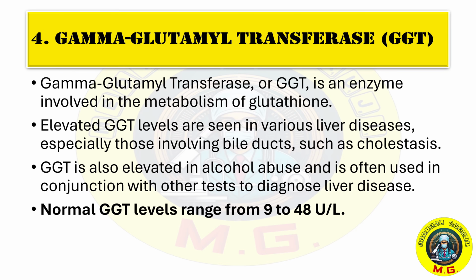The fourth one is gamma glutamyl transferase, GGT, an enzyme involved in the metabolism of glutathione. Elevated GGT levels are seen in various liver diseases, especially those involving bile ducts such as cholestasis. GGT is also elevated in alcohol abuse and is often used in conjunction with other tests to diagnose liver disease. Normal GGT levels range from 9 to 48 units per liter.